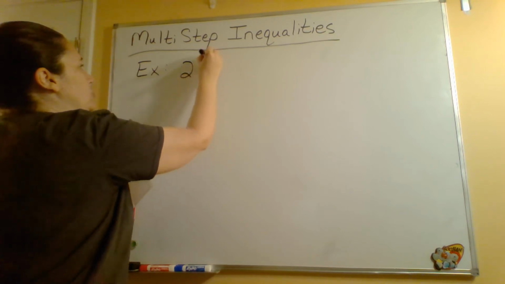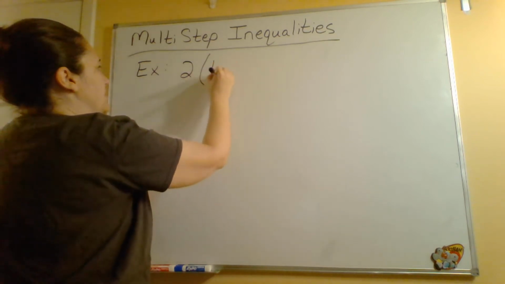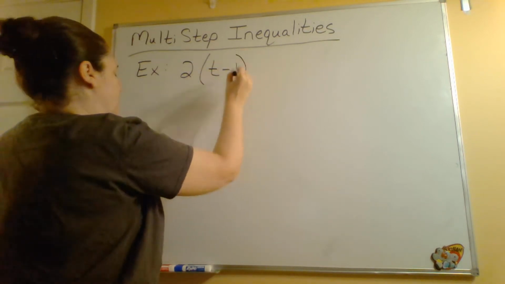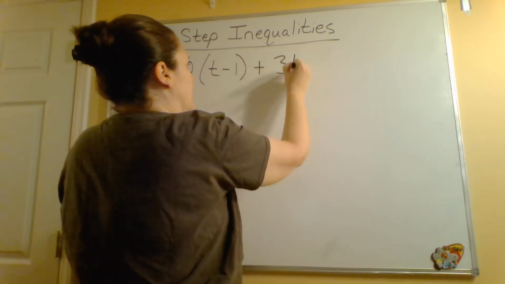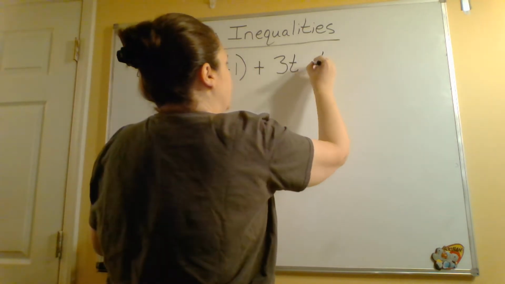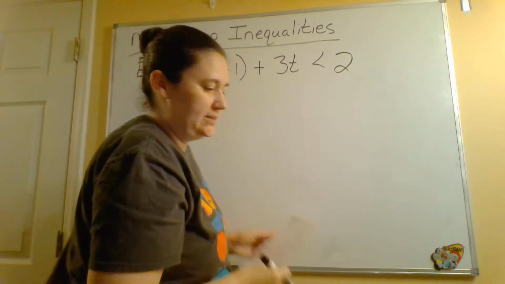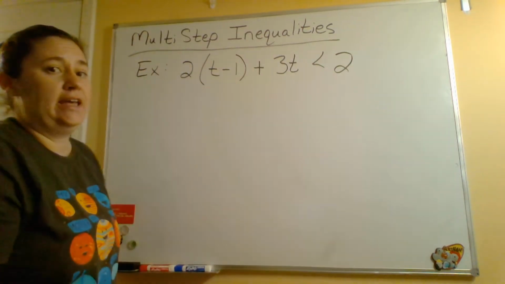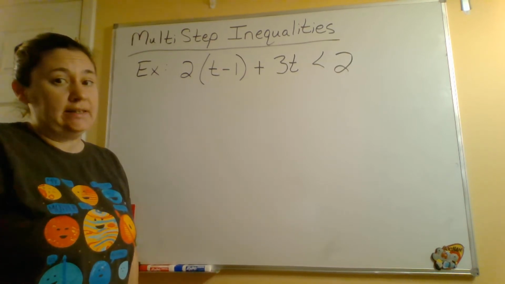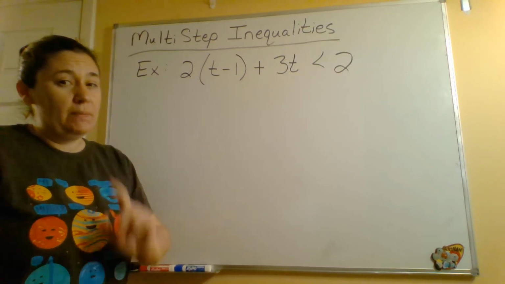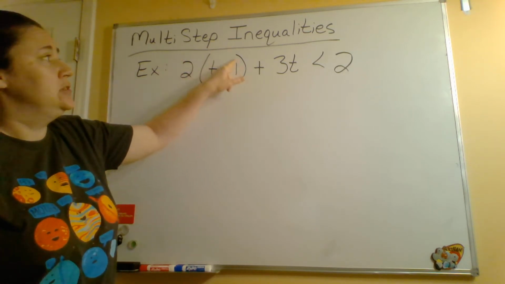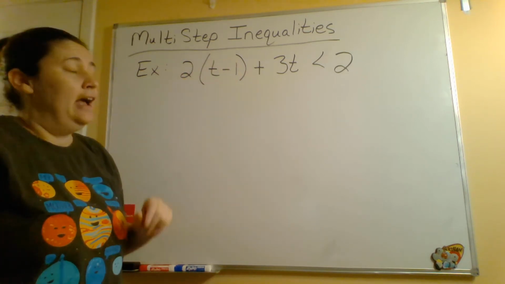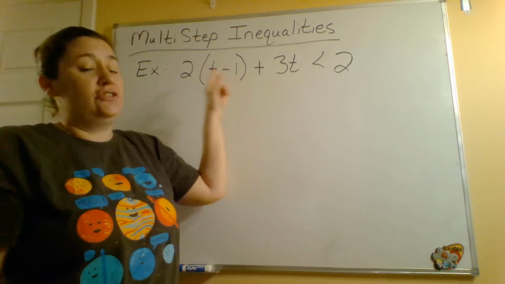Let's do 2 parentheses t minus 1 plus 3t is less than 2. This is our first example for today, and I know that looks crazy, but this should bring back some memories to you because we're going to have to distribute. Remember distributing? Then we're going to have to combine like terms.